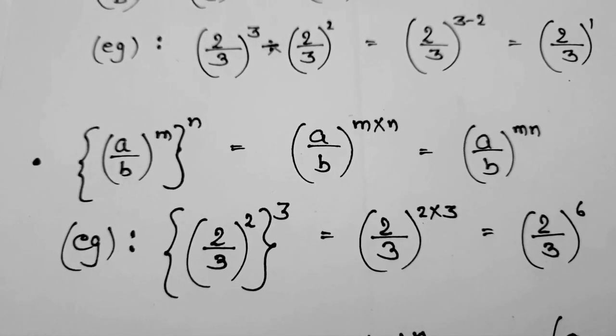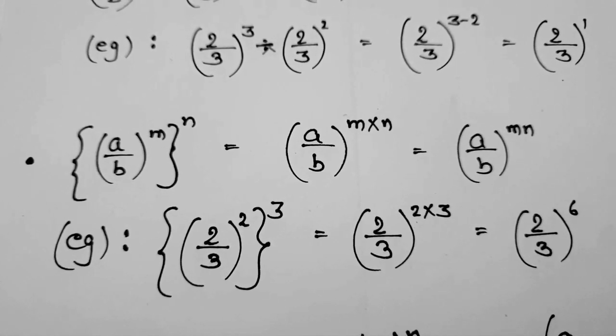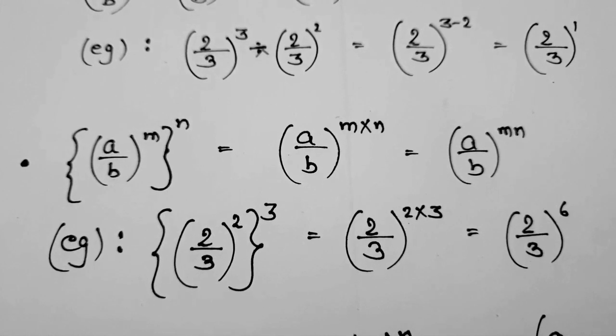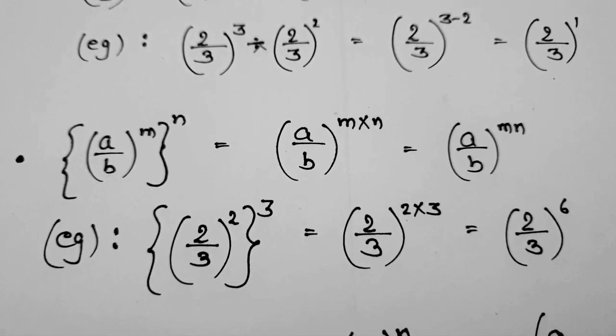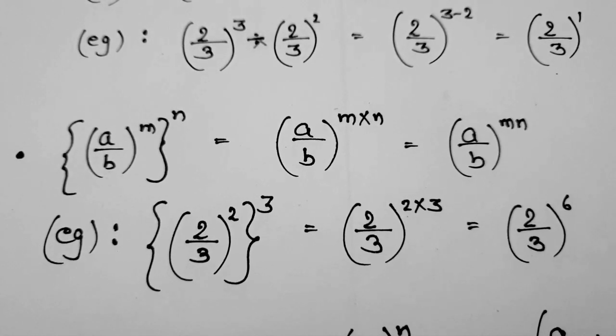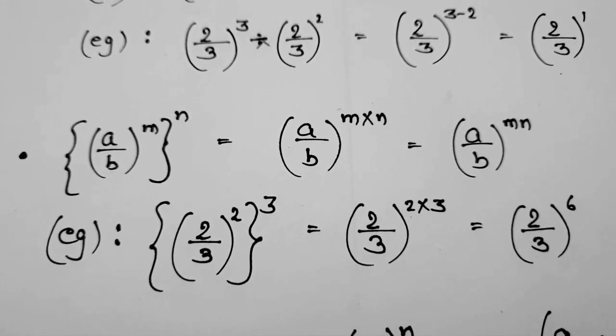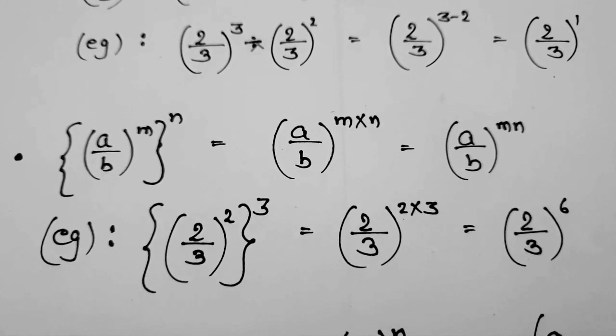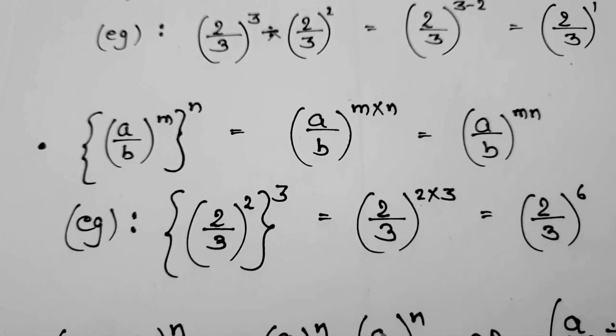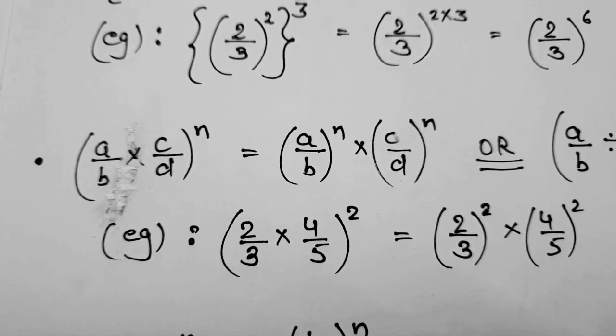((2/3)^2)^3. So what we had discussed, we will multiply the powers. So (2/3)^(2 into 3). So the result will be (2/3)^6. Now let's see the rule number 4.